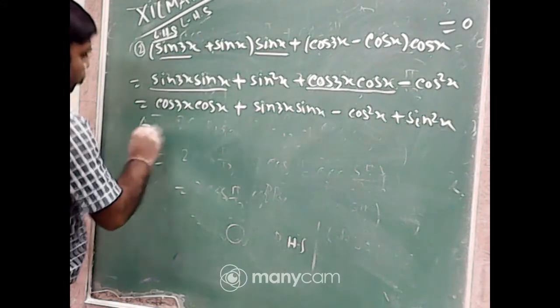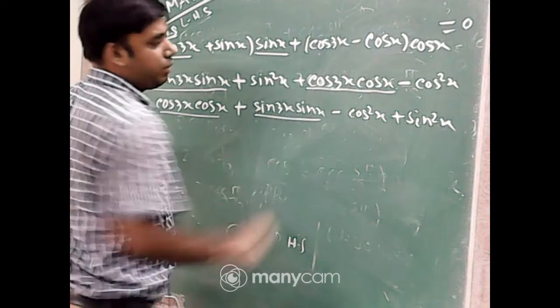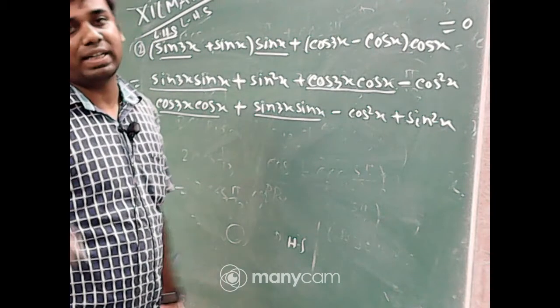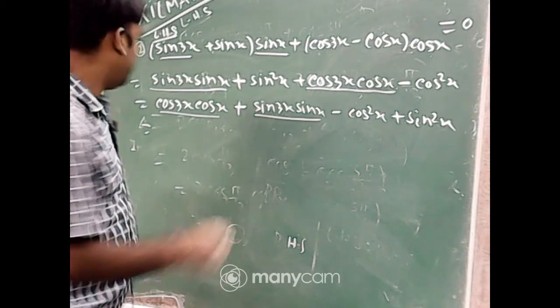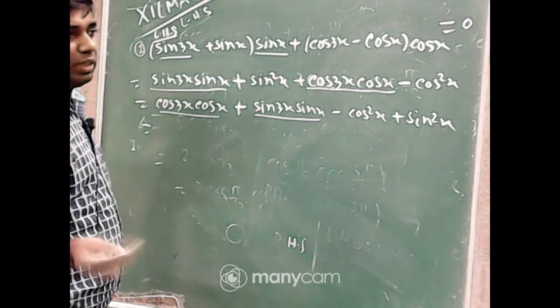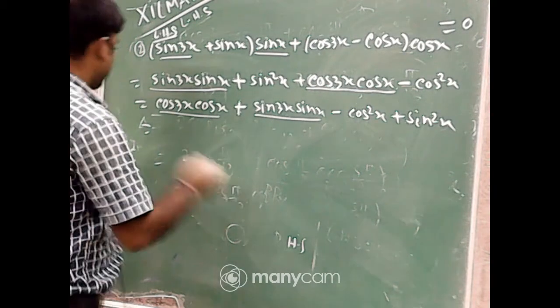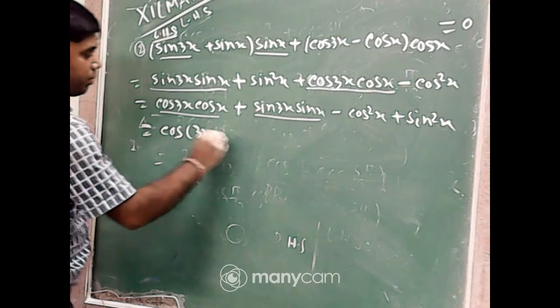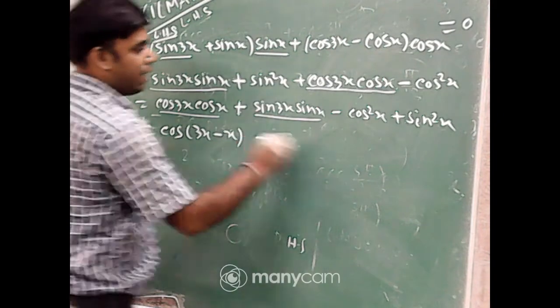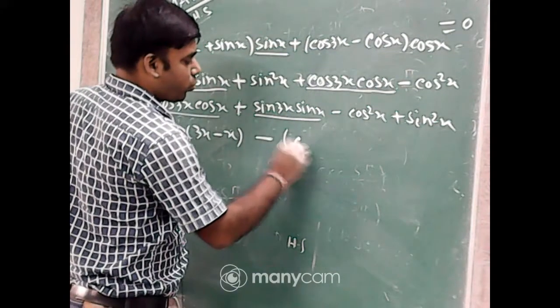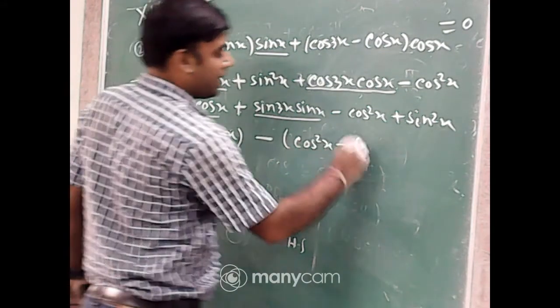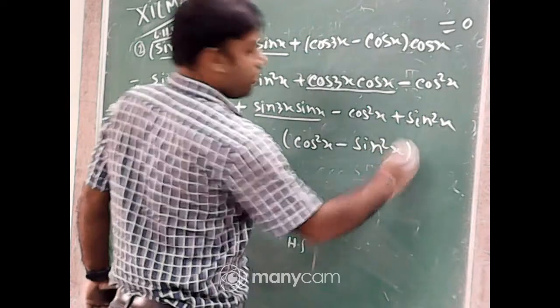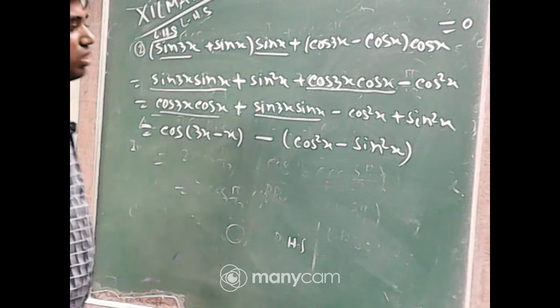Now cos A cos B plus sin A sin B. What is the formula of cos A cos B plus sin A sin B? That is cos of A minus B. If it is plus, then A minus B; if it is minus, then A plus B. So cos of 3x minus x, and here taking the minus common, cos square x minus sin square x.